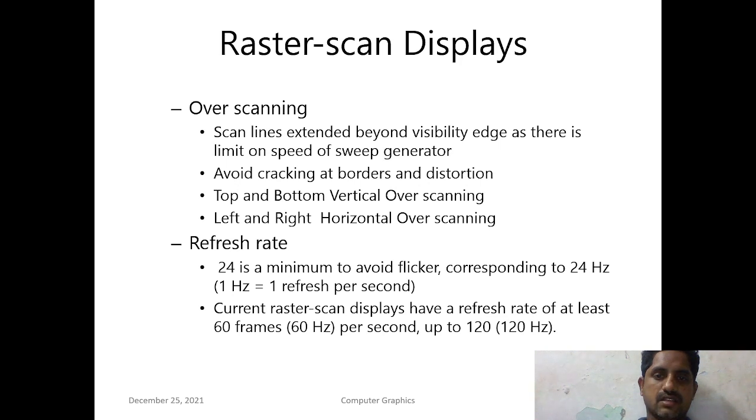So scanline section goes beyond visibility edges, as there is a limit on the speed of the sweep generator. This avoids rocking at borders and distortions. Top and bottom are vertical overscannings. Left and right are horizontal overscannings.